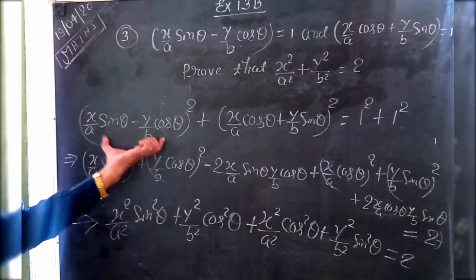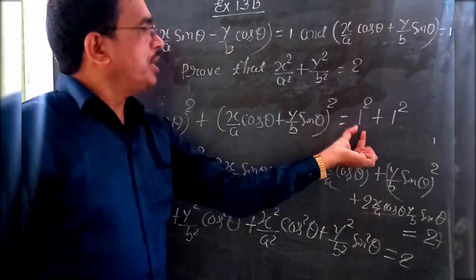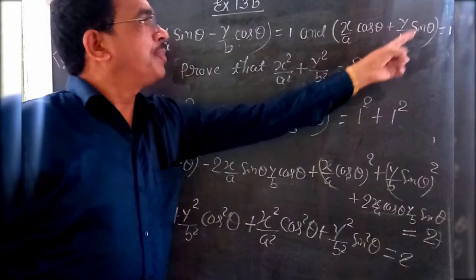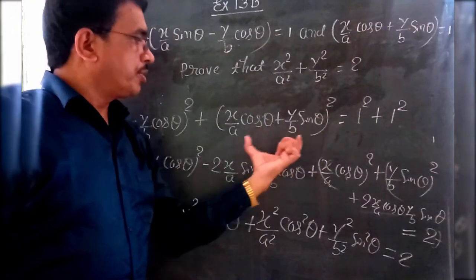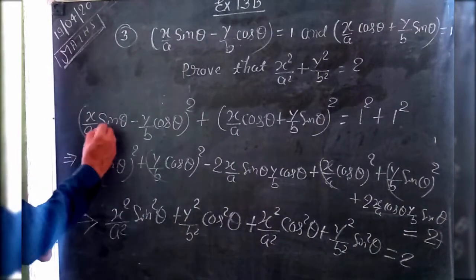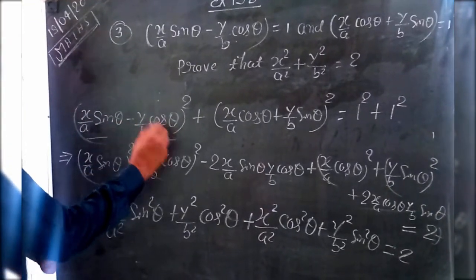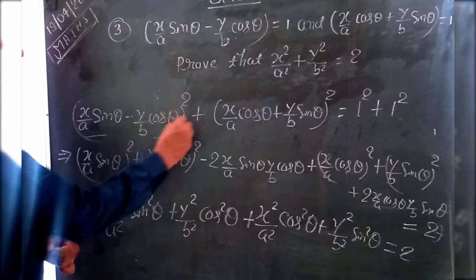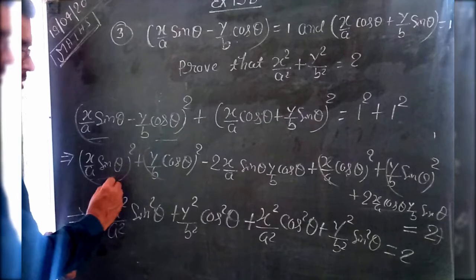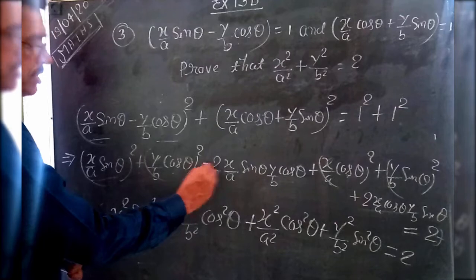So squaring this equation, that is x by a sin theta minus y by b cos theta whole square is equal to 1 square, because RHS is 1, plus x by a cos theta plus y by b sin theta whole square is equal to, also value is 1, so plus 1 square. What you get here? Here is a minus b whole square. At the place of a is x by a sin theta and place of b is y by b cos theta. So use the algebraic formula, that is a square, that is x by a sin theta whole square, plus b square, that is y by b cos theta whole square, minus 2ab.